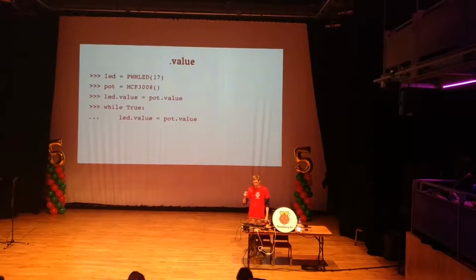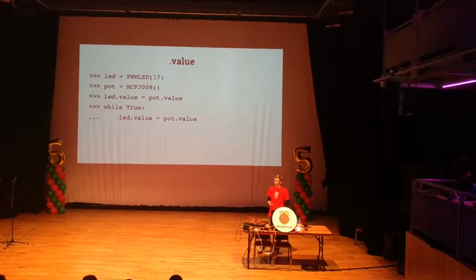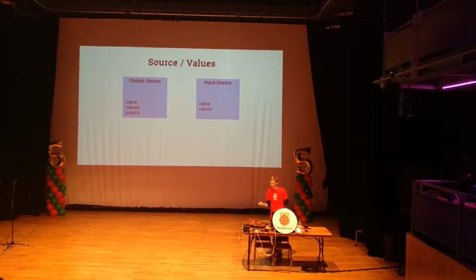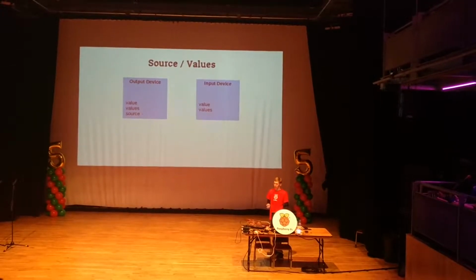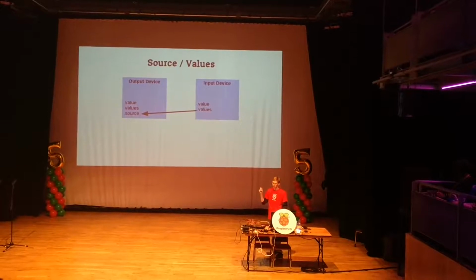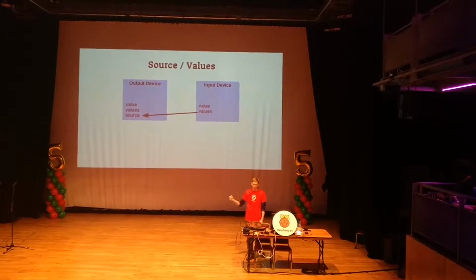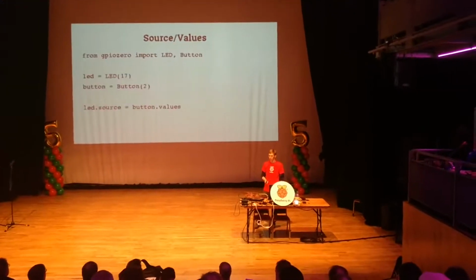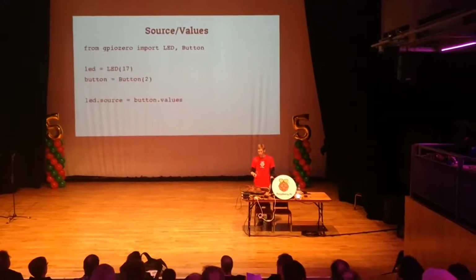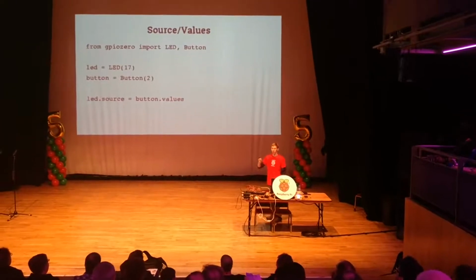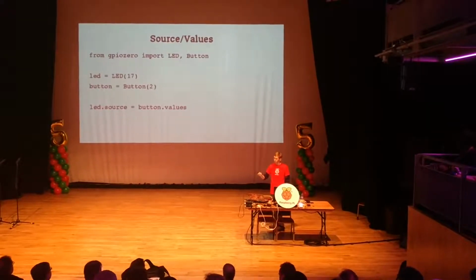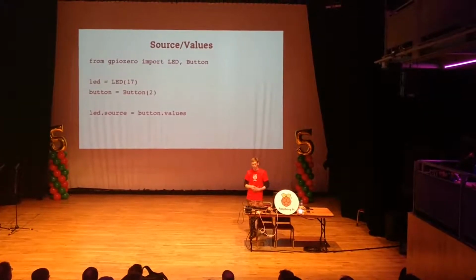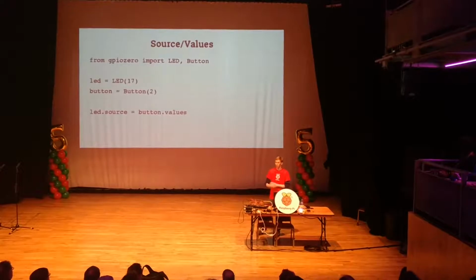So rather than having to sit there in a loop constantly updating, we can look at the output device and the input device and just pass values from the input device into the output device. With this code, set the LED source to the button values, or set the LED source to the potentiometer values, they are now connected, and in the background the LED is constantly updating itself and setting its value to whatever the other device is.